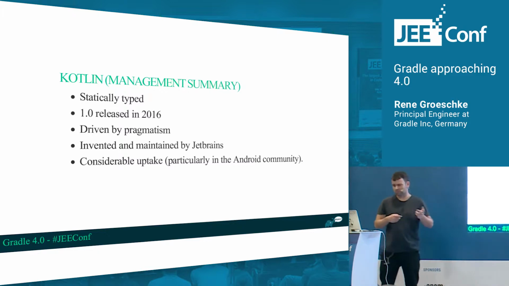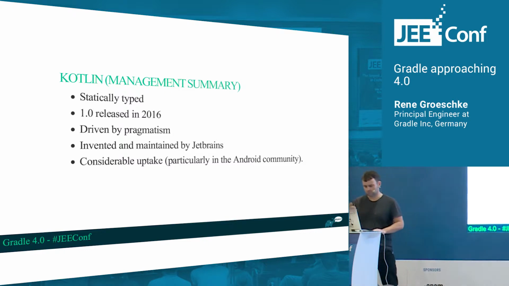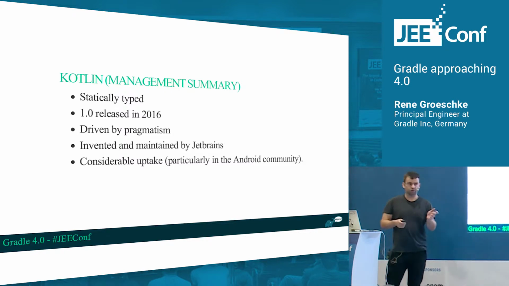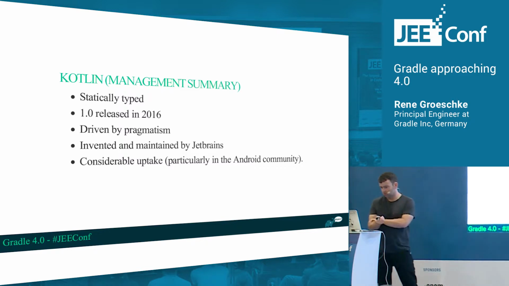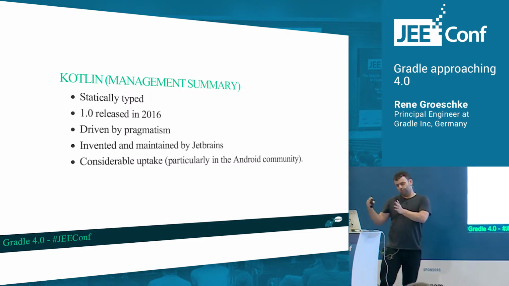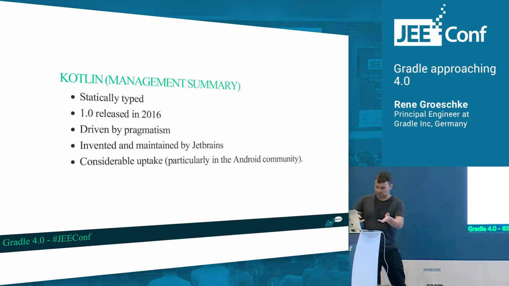Kotlin itself, again, quick management summary. There are guys who know way more details about Kotlin. It's a statically typed language. That's the major difference to Groovy. The 1.0 release happened last year. What I personally like a lot about it, and it's similar to what drove Groovy, is that it's driven by pragmatism. It was designed mostly by the JetBrains guys, and they just wanted to have a pragmatic language. And I'm not here to bitch about Scala, but Scala always felt more like, do you have a PhD? Yeah, you're fine, use it.